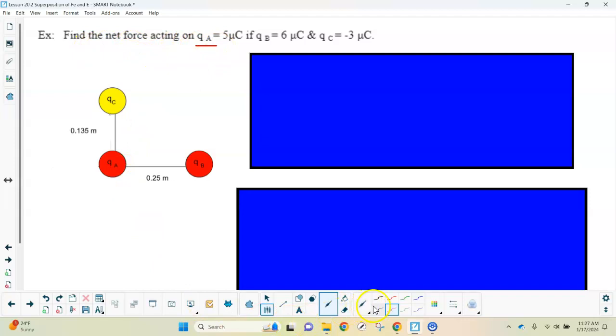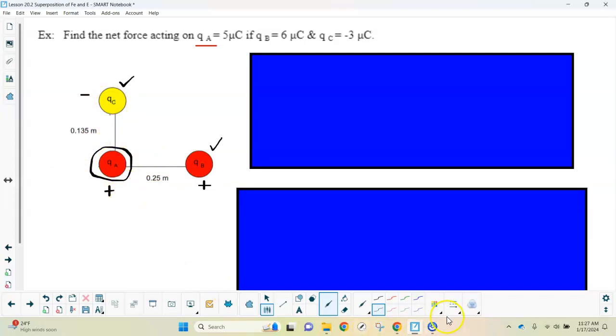So QA, this one that I just circled, is the charge that we want to know the net force acting on. We're going to basically say QC and QB are fixed, and we want to know how they would influence QA. Which way would they push on QA? So just listing out what these things are. QA is 5 times 10 to the negative 6 coulombs, or microcoulombs, and it's positive. B is also positive, and then C is negative. We don't worry about the interaction between B and C. We just worry about the interaction of B on A and then C on A.